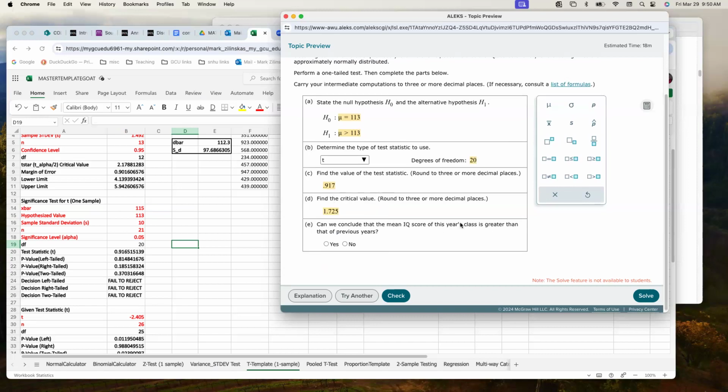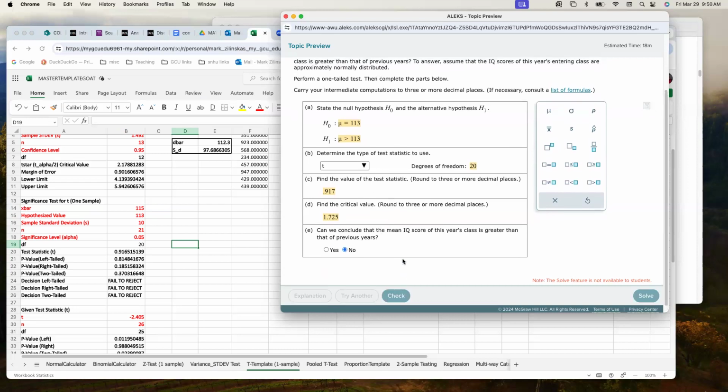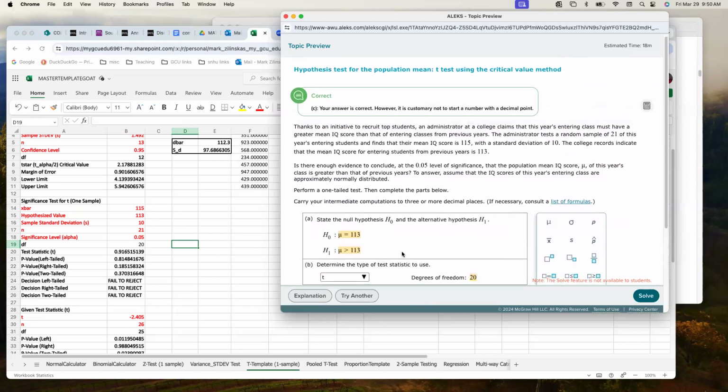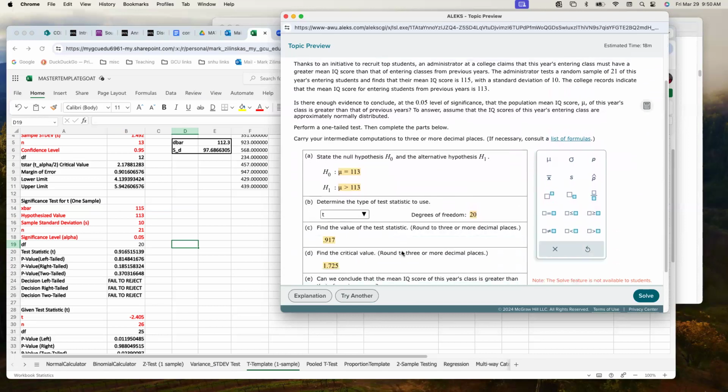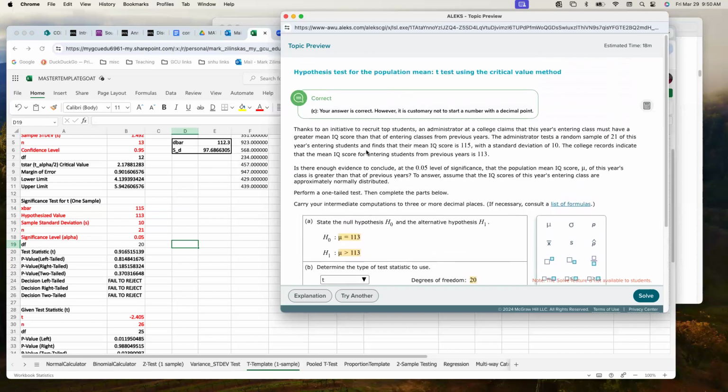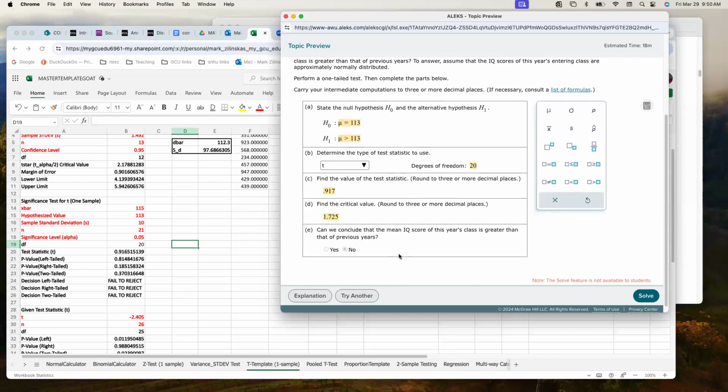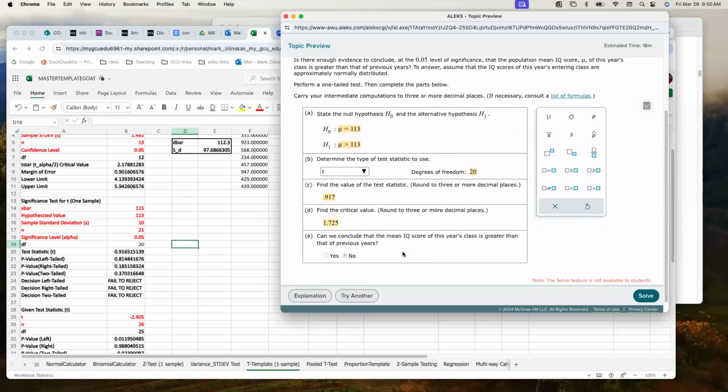So this right here stated is the alternative, right? We're saying that these IQ scores are greater than 113. So we cannot conclude that, so we would actually select no there. Okay. So again, we go ahead and check our results and we got everything correct. And of course, I forgot the 0 in front of the decimal. I'm just going to keep doing that, so I'm going to ignore that and quit talking about it. But anyway, that's how you do this one.